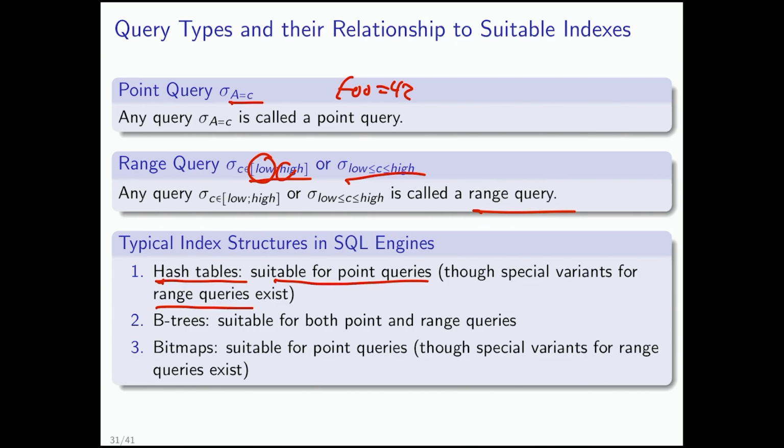Then the second most important structure is B-trees. That's suitable for both point and range queries. And another is bitmaps. So bitmaps, oh, it's not writing anymore. Oh, iPad kaput. So bitmaps, we're not going to look into it. B-trees, we'll look into it in a moment. Hash tables, you should have learned about in the data structures class.